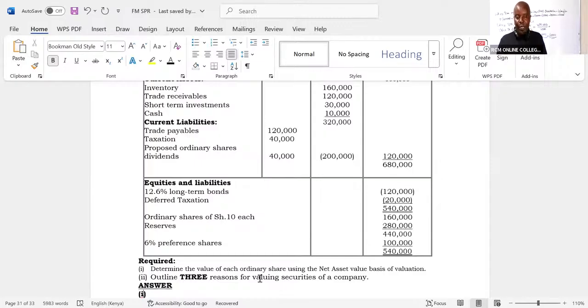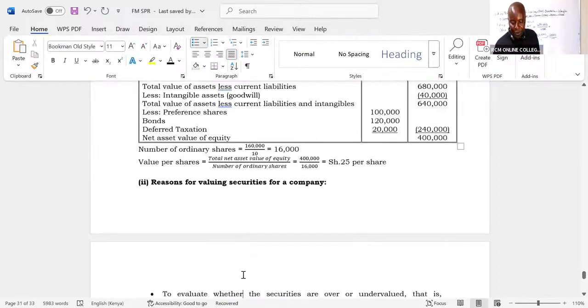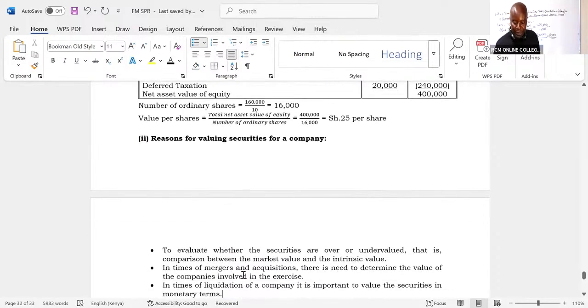I would want to value my securities, ladies and gentlemen, if I'm going to use them as collateral. If I'm going to use them as collateral in a bank, for example, I would want to do valuation. If I want to sell this organization, there are so many reasons, and I've given you those reasons, ladies and gentlemen, down here in the answer. I'm just moving. If you're not able to understand, I always give answers down there.